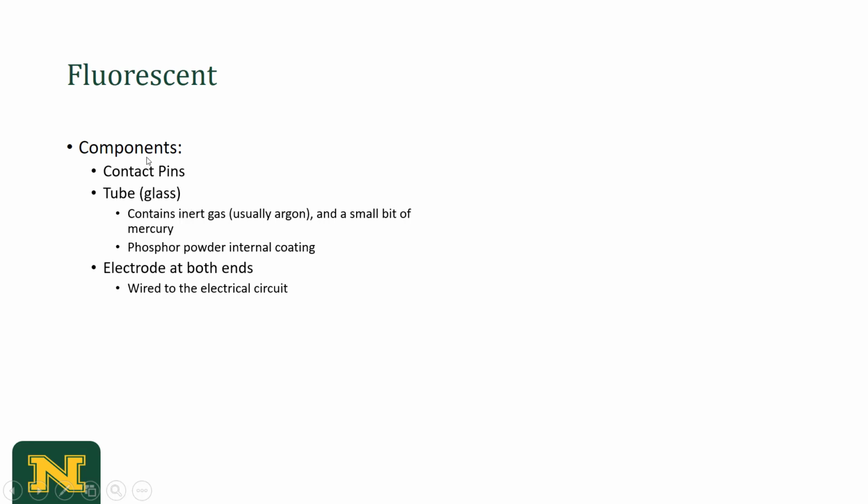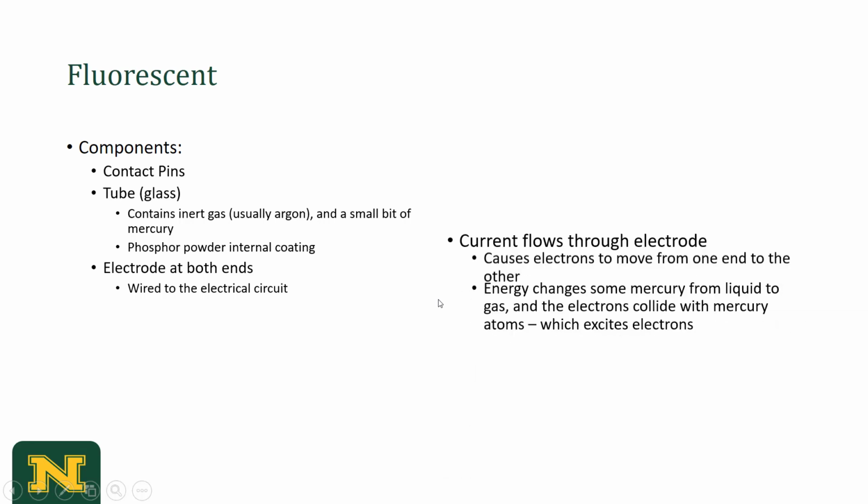So we have contact pins, we have the tube or the glass, we have an inert gas that's usually argon that's inside. There's normally a small bit of mercury as well. That's why we don't want to be breaking them all over the place and as we're throwing them away. We also have a phosphor powder coated internal coating. There's an electrode at both ends, and we are wired to the electrical circuit at both ends.